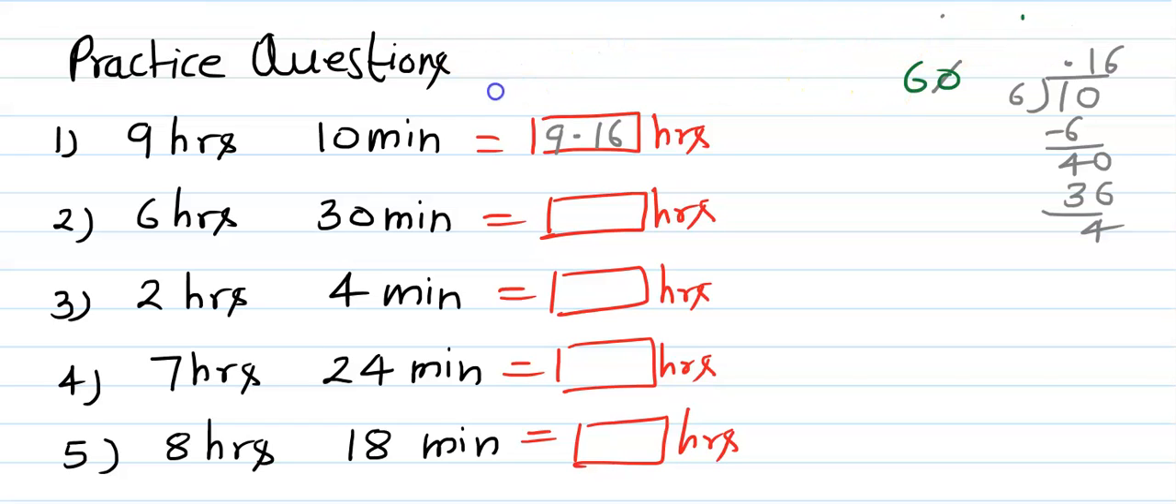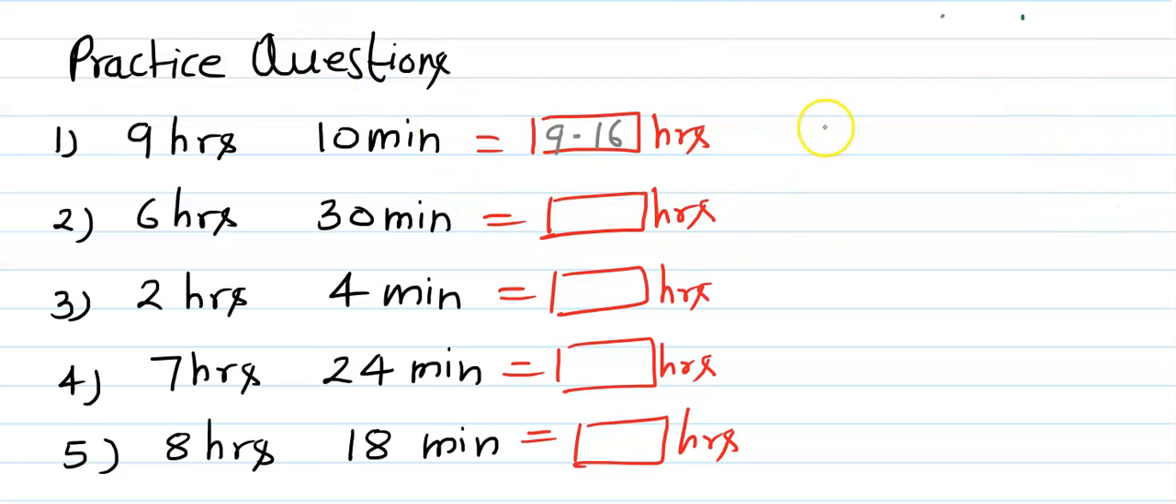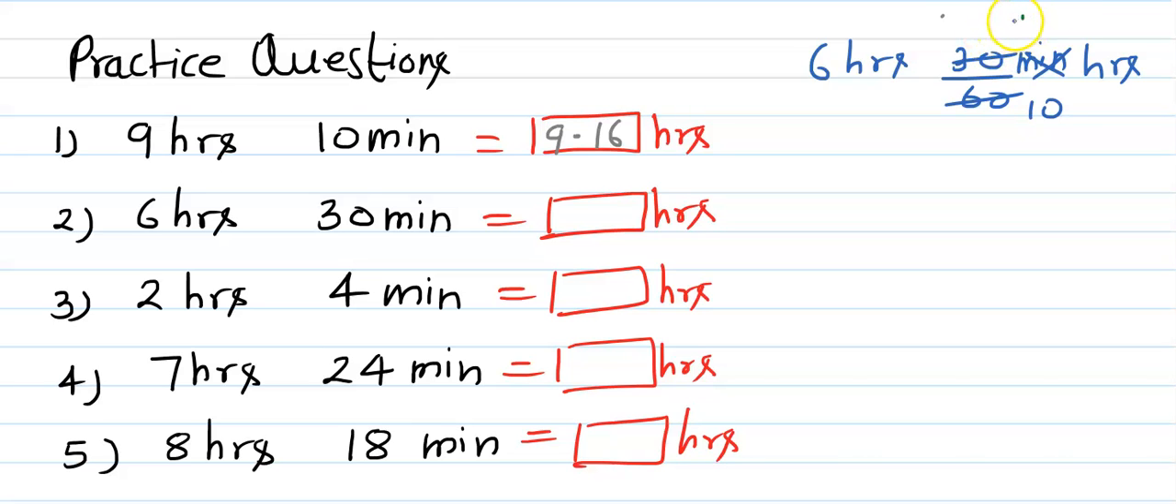Okay, now next question, it is 6 hours 30 minutes. So let's do this one, 6 hours 30 minutes. Okay, so let's write down here 6 hours 30 minutes. 30 divided by 60, so minute has converted into hours. Now again, try to make 10 here first. So if you divide 60 by 6, then you get 10. If you divide 30 by 6, you get 5. So 5 divided by 10 is 0.5 hours, and it is 6 hours already there. So it will be 6.5 hours.